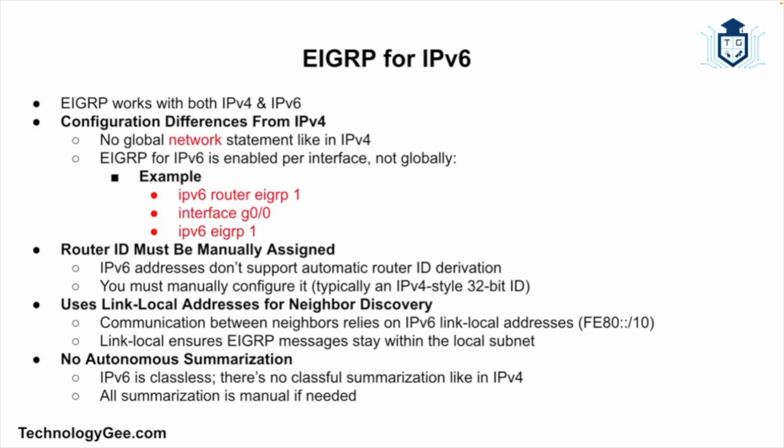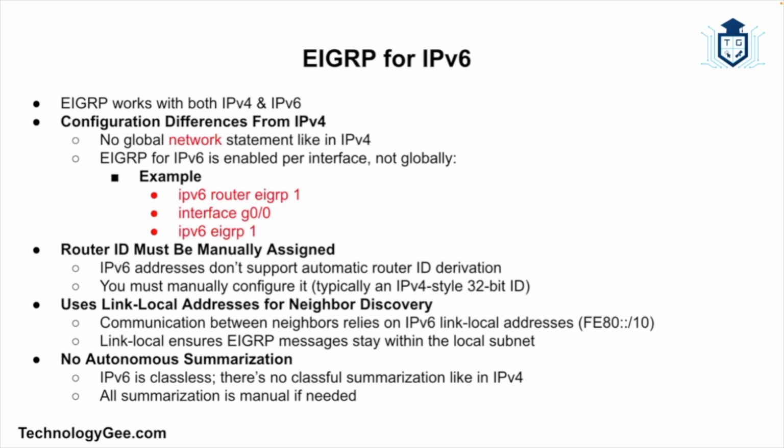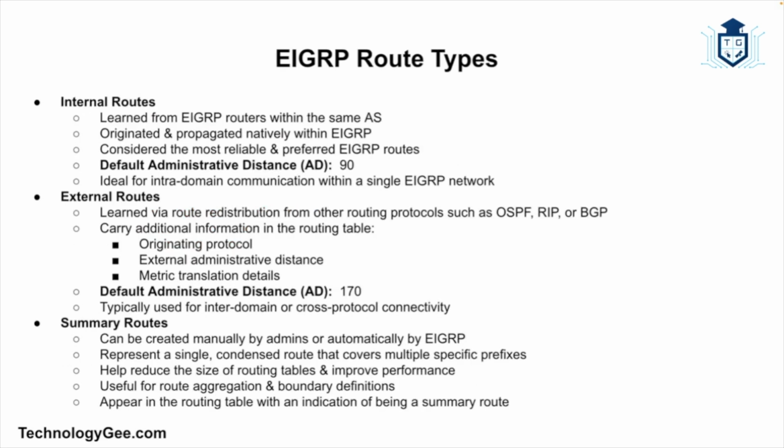Now, some other differences include the following when it comes to EIGRP on IP version 6. So basically, there are no network statements because you have to enable it per interface. You're going to use link-local addresses for neighbor discovery, and it requires a router ID that is manually assigned. Now, IP version 6 support makes EIGRP a forward-looking protocol, even though many enterprises are still slow to adopt IP version 6. All right, next let's talk about EIGRP route types real quick.